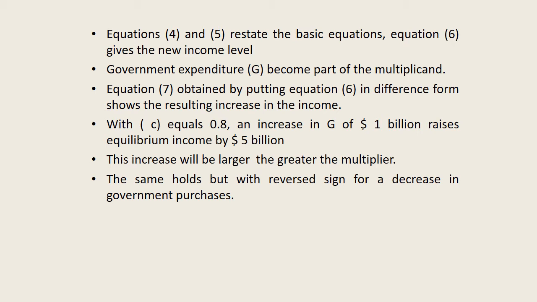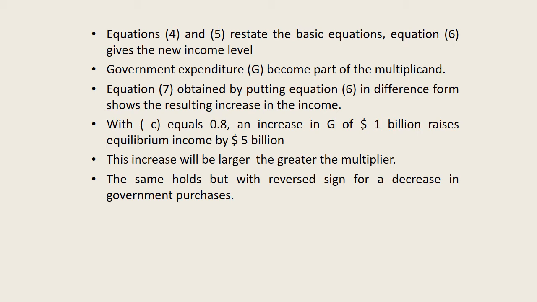Suppose the marginal propensity to consume, small c, equals 0.8. An increase in G of 1 billion dollars raises equilibrium income by 5 billion dollars. This is a result of the multiplier. The multiplier in this case equals 5, by dividing 1 over 1 minus 0.8, and then the multiplier is multiplied by the initial increase in public expenditure to obtain the final increase in income or output. This increase will be larger the greater the multiplier. As the multiplier increases, the increase in income also increases.